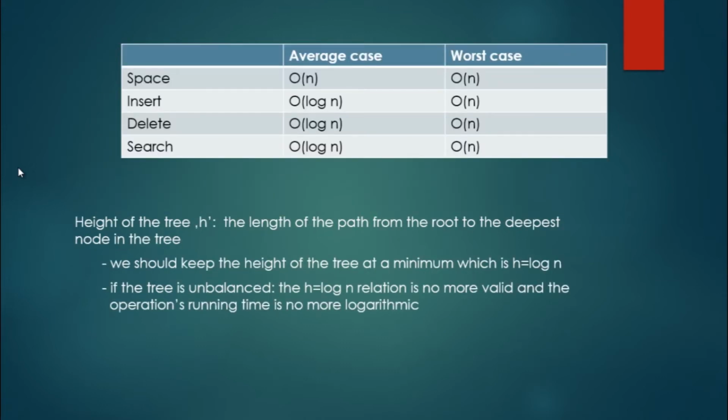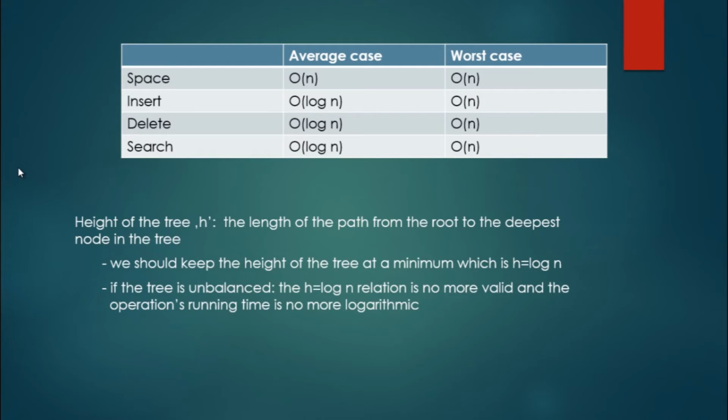So a few words about the time complexities. We see that the average case complexity, instead of linear, is going to be logarithmic, but the worst case is going to be linear. In the worst case we end up with a linked list, and that's why we are going to talk about balanced binary search trees or AVL trees. In AVL trees the worst case is logarithmic too.